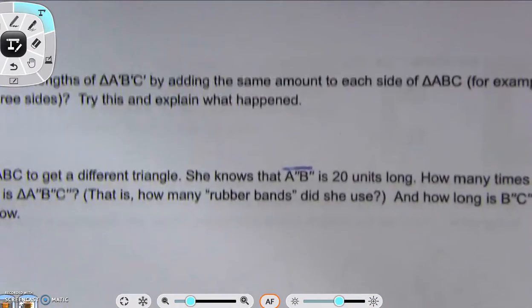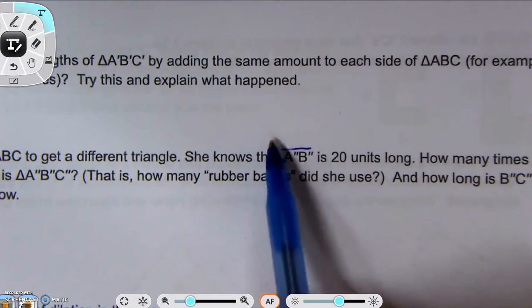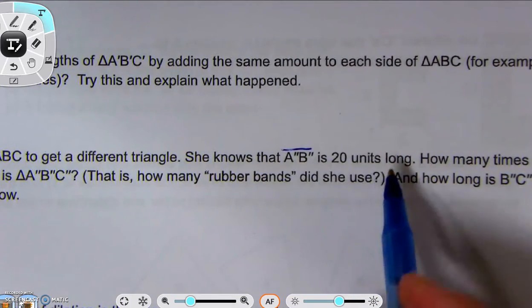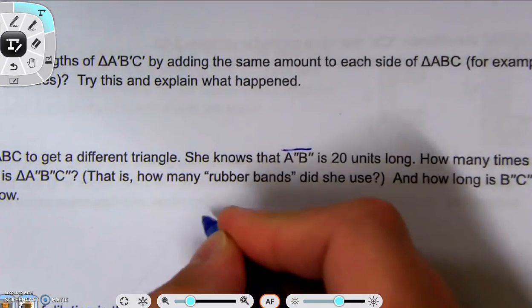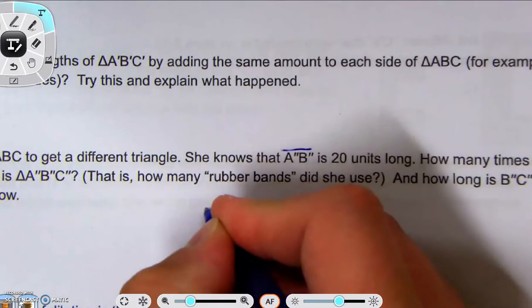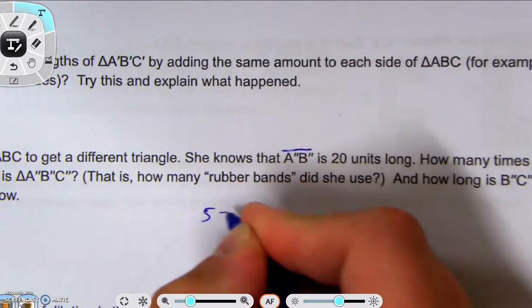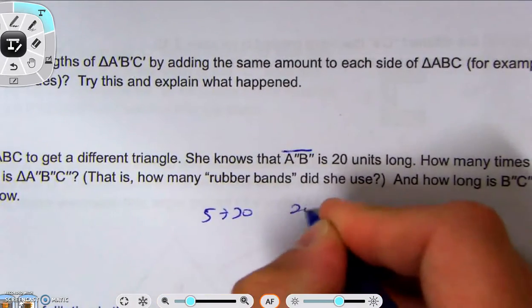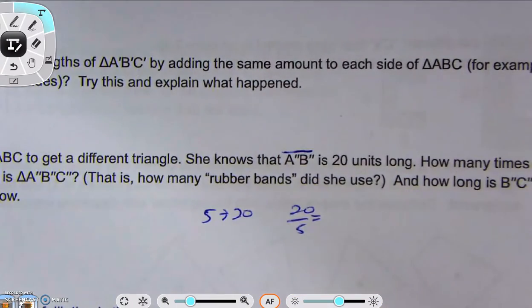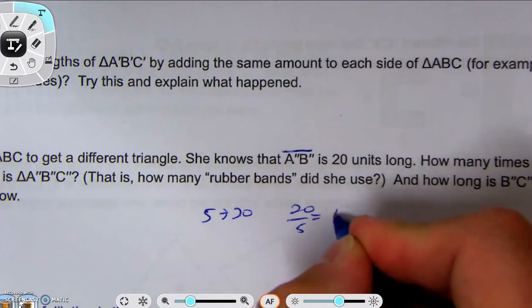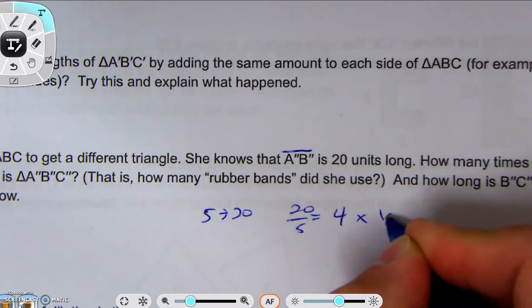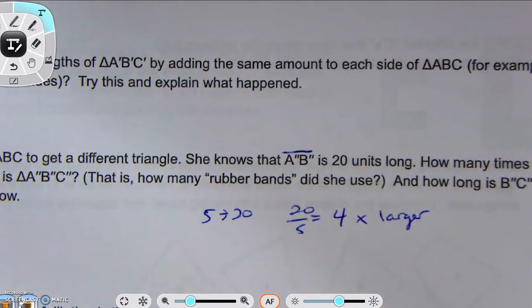So if I go back down to E, it said A double prime B double prime is 20. So I went from what we found AB to be, 5, to 20. So in that case, I can do 20 divided by 5, and my scale factor, how many times larger, would be 4 times larger for the double prime.